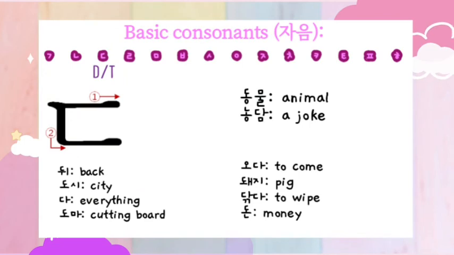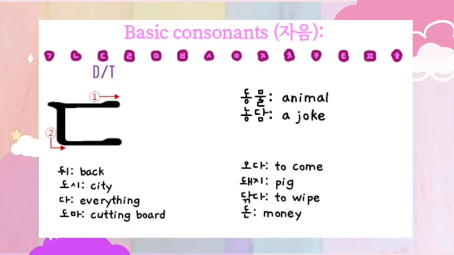Now let's move to the third consonant, which is diget. This one is actually a bit hard. Not so hard, but just a bit. It's not D, not T, it's in between. Sometimes it can be more D or T. It's something in between.